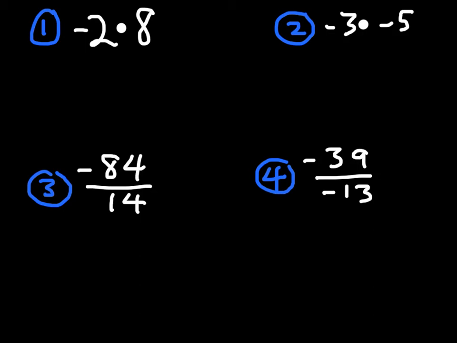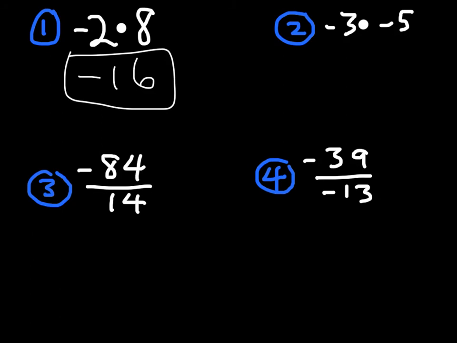Okay, so if we look at number 1, that falls into that third case where we have 1 negative and 1 positive. We have -2 times 8. Remember, use the dot for our times symbol. So 2 times 8 regularly is 16, but here we have a negative, so we know our answer has to be negative, so we have -16.